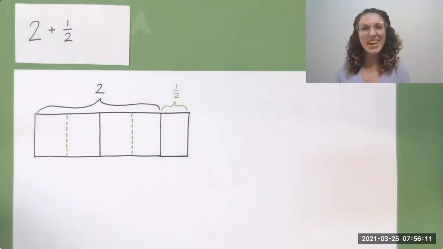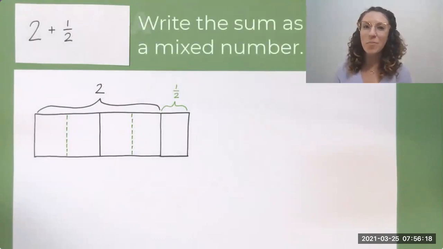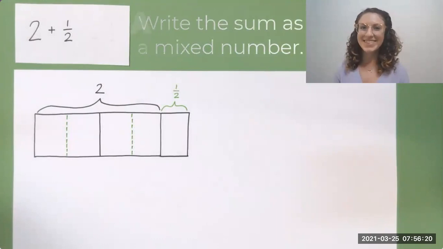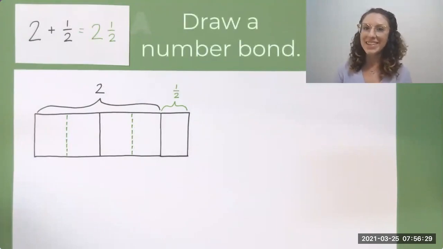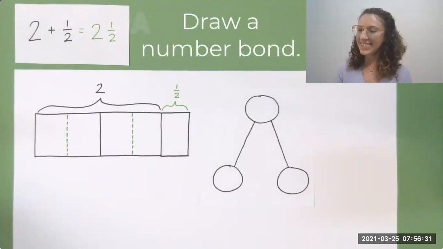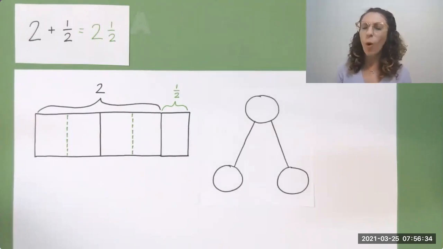There it is. Now, how much do we have in all? What is the sum of 2 plus 1/2? Write it as a mixed number. It's 2 and 1/2. Let's use a number bond to represent this sum. What would that look like? Draw a number bond like this. What is the whole or total, and what are the parts we combined? The parts we added together are 2 and 1/2.